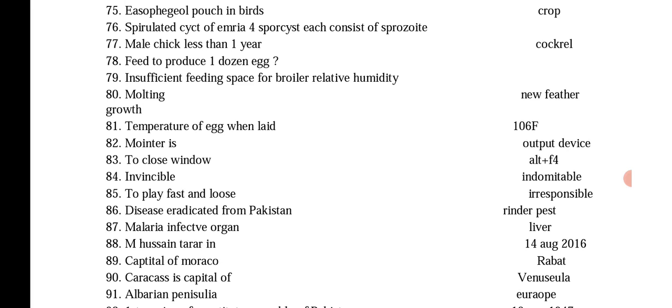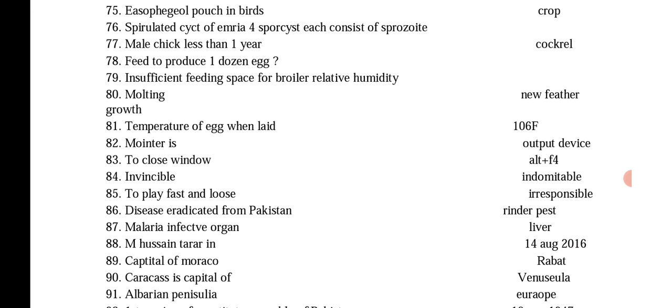Disease eradicated from Pakistan, rinderpest. I think it was eradicated in 2006. In 2006, Pakistan became a rinderpest, or RP, free country. Malaria infective organ is liver. Liver is infected in malaria.